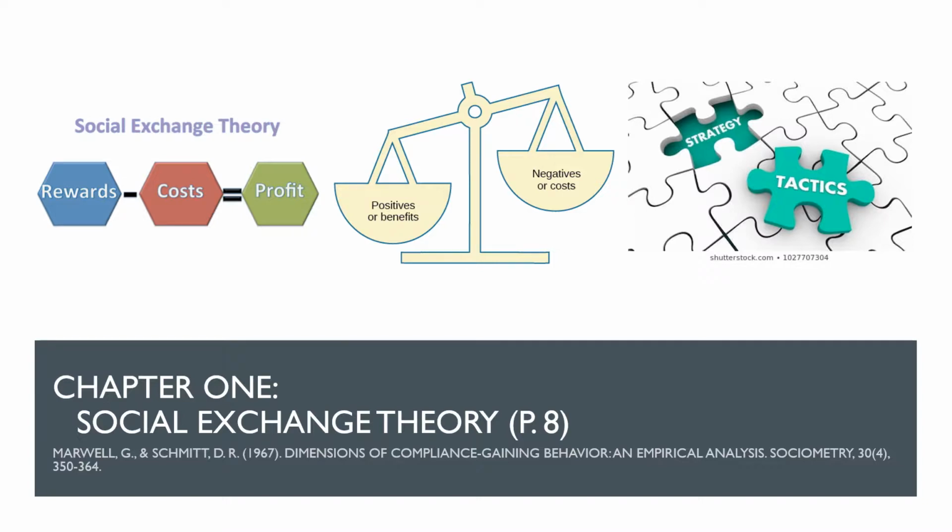In their paper, Marvel and Schmidt had 608 college students complete a questionnaire in which they were able to choose between 16 compliance gaining techniques and use those on 4 different situations or scenarios, being job, family, sales, or roommate related.